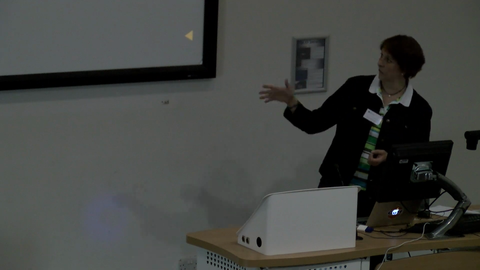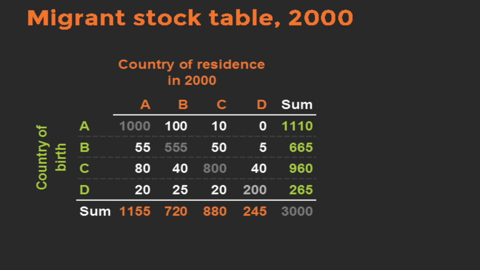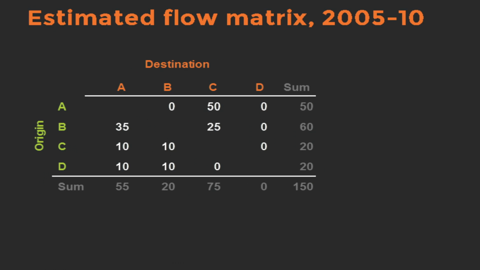So these are the stocks for 4 hypothetical countries, A, B, C, D. You have the country of birth in green. So the green sum of the row totals are basically all people who were born in a particular country and who are now scattered across different countries of residence. And in the columns in orange, you have the country of current residence. So the diagonal is basically the native population that is still in their country of birth, and all the non-diagonal elements are the migrant stocks, people who live in a different country than they were born.